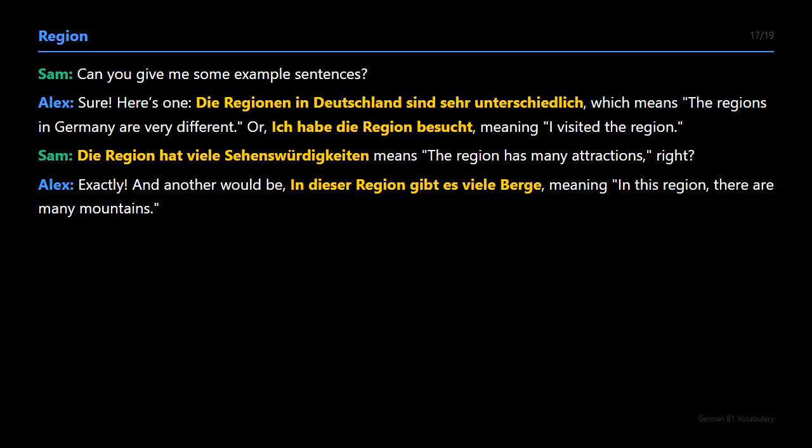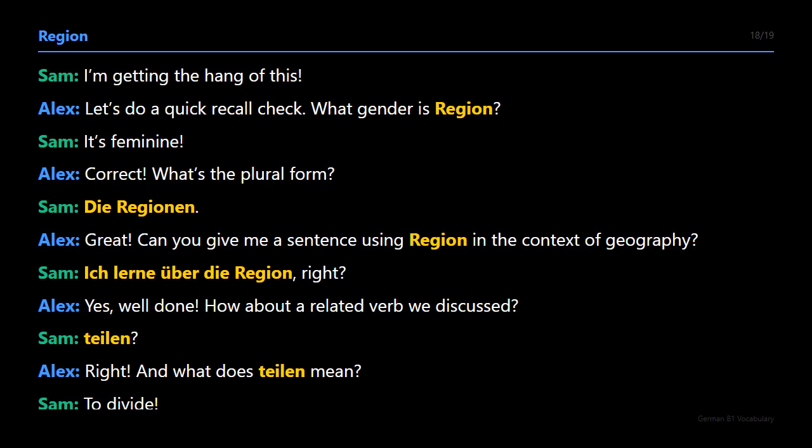Can you give me some example sentences? Sure. Here's one. Die Regionen in Deutschland sind sehr unterschiedlich, which means the regions in Germany are very different. Or, Ich habe die Region besucht, meaning I visited the region. Die Region hat viele Sehenswürdigkeiten means the region has many attractions, right? Exactly. And another would be, In dieser Region gibt es viele Berge, meaning in this region, there are many mountains. I'm getting the hang of this.